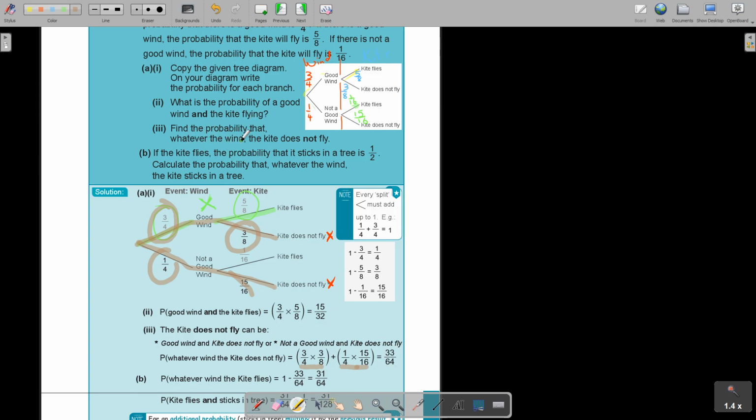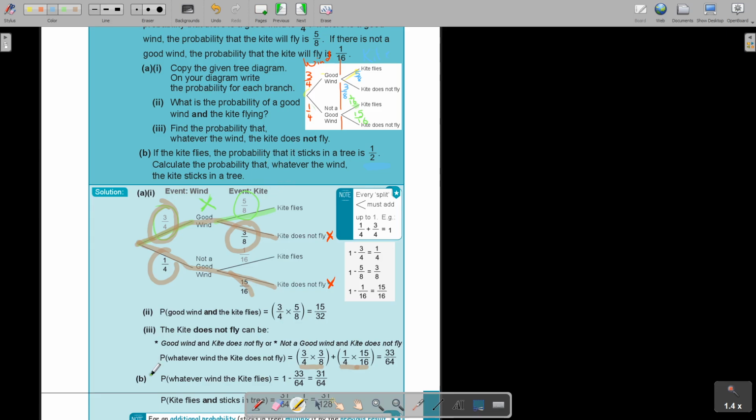Okay, find the probability where the wind the kite does not fly. If the kite flies, the probability that it sticks in a tree is a half. Now, if they bring in another condition, it's nothing with the fly, nothing with the wind, they just bring in another one, then you're just going to multiply with it. But now, if the kite flies, the probability that it sticks is a half. Calculate the probability that whatever the wind, the kite sticks in a tree.